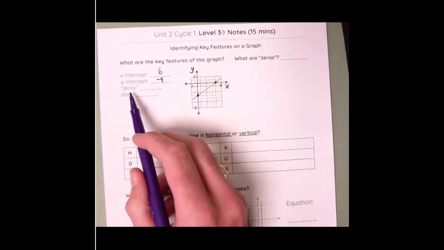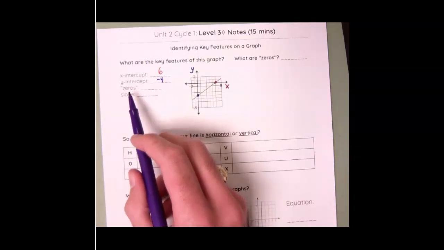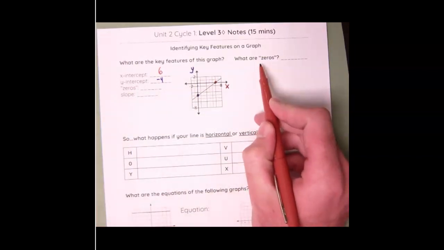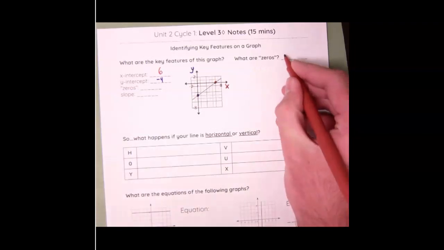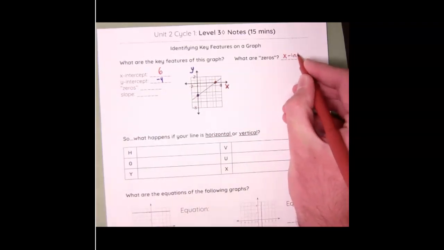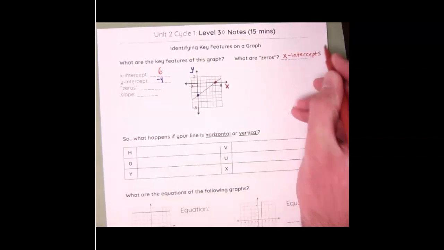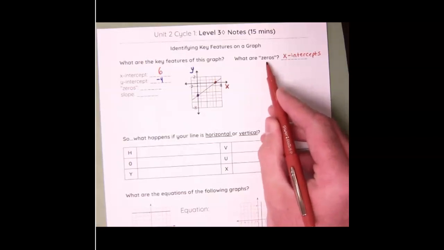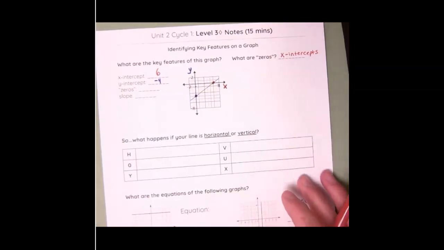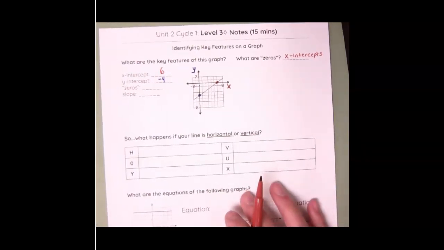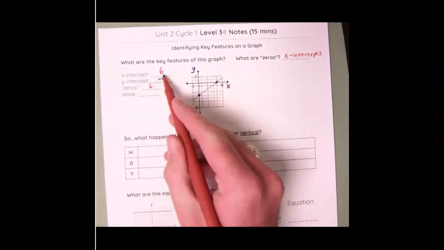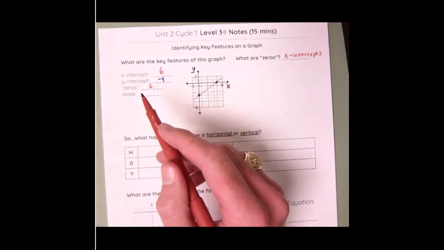Pretty simple, right? Now we are introduced with this new word called zeros. So what are zeros? Well, I'm glad you asked, because I'm about to explain. Zeros are simply x-intercepts. It's just another way of saying x-intercept. So when you are asked what the zero is, just put whatever your x-intercept was. In this case, our x-intercept was 6, so our zero would be just 6 as well. We only have one x-intercept, so we'll only have one zero.